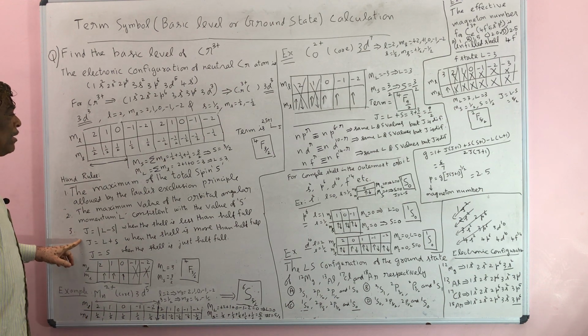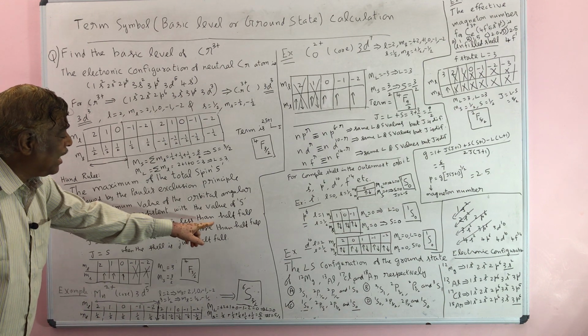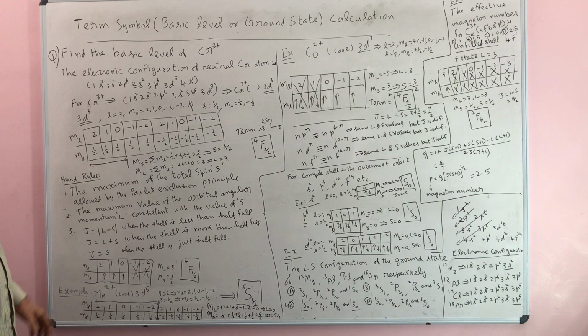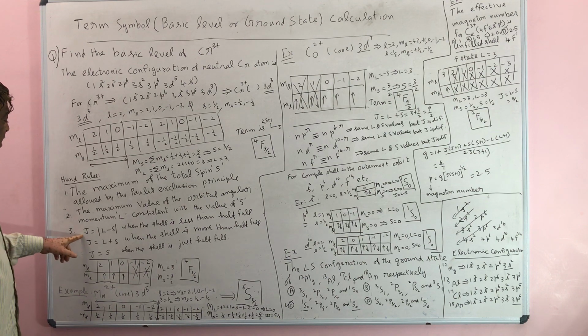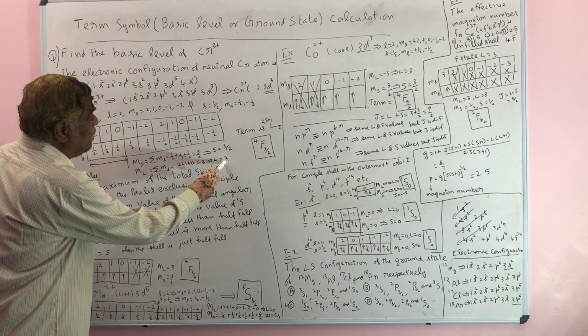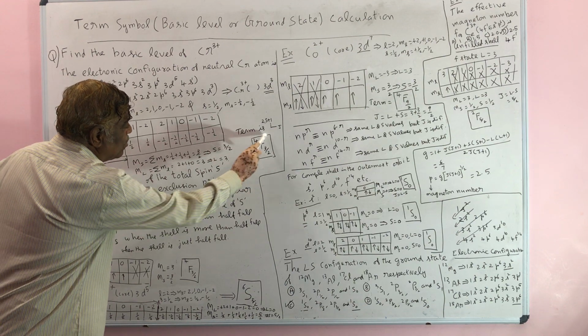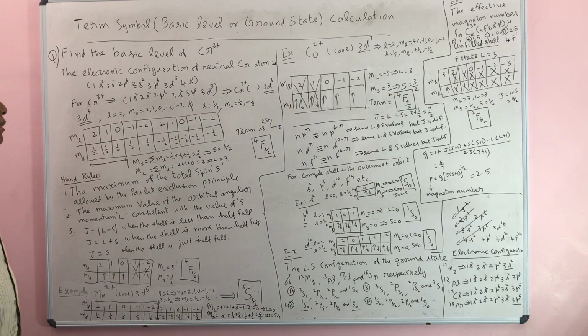The total angular momentum J is L minus S when the shell is less than half full. The total number of electrons that the shell can hold is 10, so full is 10 and half full is 5. Here 3 is less than 5, so the shell is less than half full, and J must be L minus S. So 3 minus 3 by 2 is equal to 3 by 2. This is your J value. In this way the term value for the ground state or the basic level can be determined.